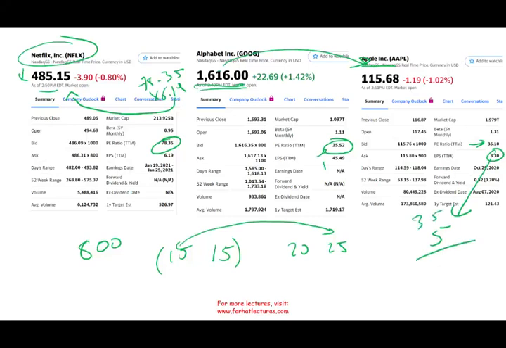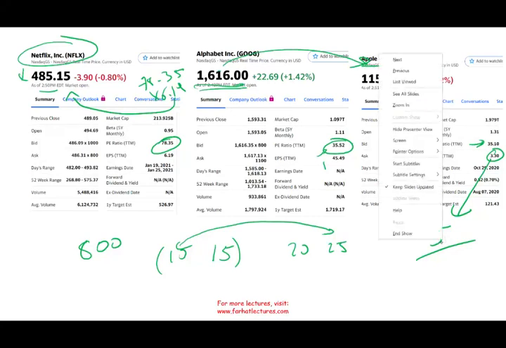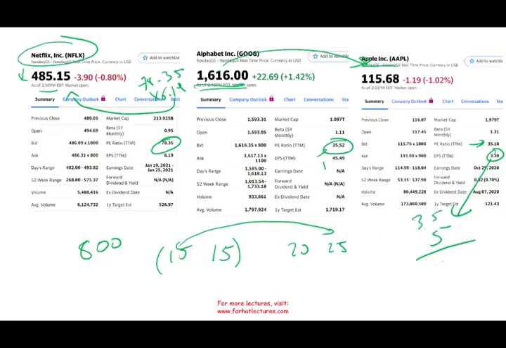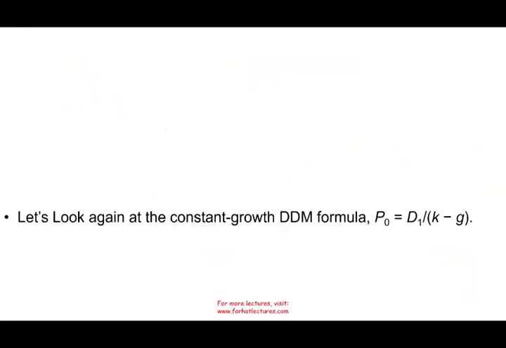So 30 times 5 is 150, and 5 times 5 is 25. So you think the price should be 175 if Apple can earn $5 with an appropriate multiple of 35. So for every dollar, you should pay $35 for future earnings. Okay, so that's how you look at the PE ratio.